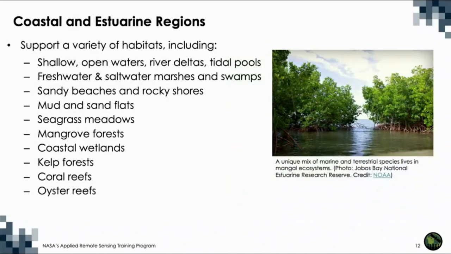Coastal and estuarine regions support a variety of habitats, including shallow open waters, river deltas, and tidal pools, freshwater and saltwater marshes and swamps, sandy beaches and rocky shores, mud and sand flats, seagrass meadows, mangrove forests, coastal wetlands, kelp forests, coral reefs, and oyster reefs. A number of habitats are supported, making them very important biologically.